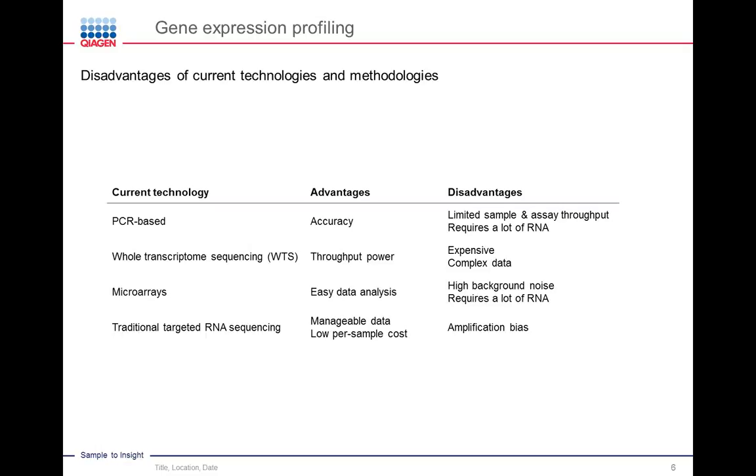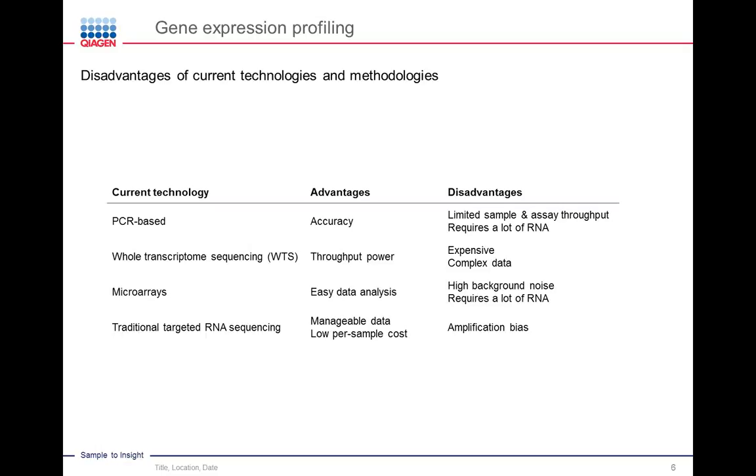Whole transcriptome sequencing approaches, while they give you a lot of throughput power, are still expensive. It takes a lot of money to sequence the entire transcriptome in a sample. And the data is so complex that you need someone with a high degree of bioinformatics expertise to analyze all of that data. For microarrays, there's a high background noise, and it also requires a lot of RNA. And again, this can be limiting for specific samples where you might not get a lot of RNA to run microarrays or the PCR-based approaches.